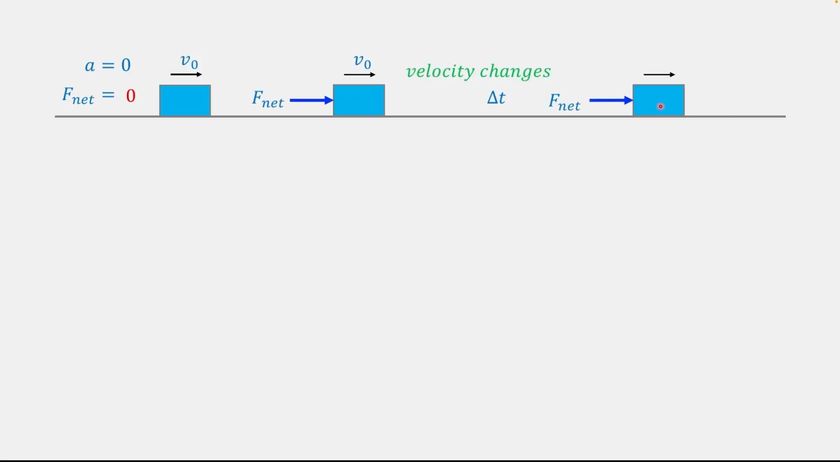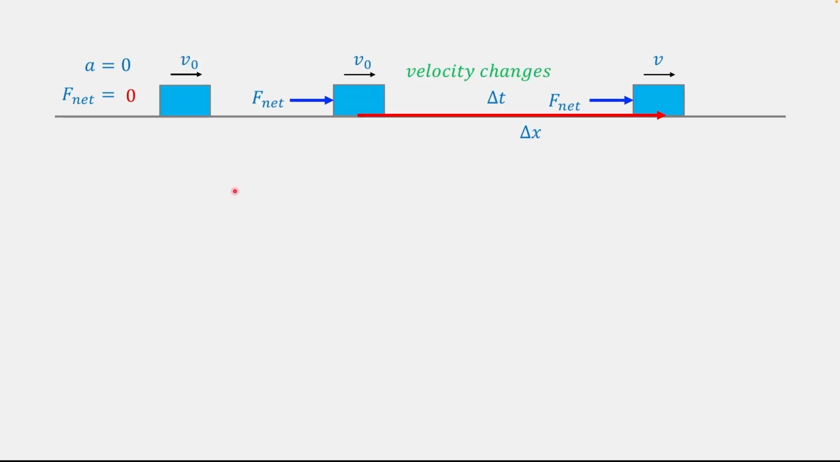At this position, let the velocity of the object be v. When the force started, the velocity of the object was v0, so I take v0 as the initial velocity of the object. v is its final velocity. And the displacement of the object is delta x.